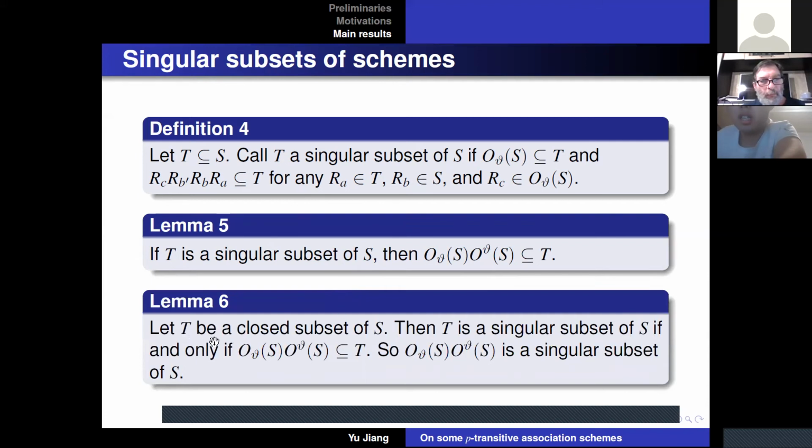If T is a closed subset of S, then T is a singular subset of S if and only if this closed subset is contained in T. So by this statement, we know that this closed subset is itself a singular subset of S, and this is the smallest singular subset of S with respect to inclusion. And using these lemmas, I can get the following main results.